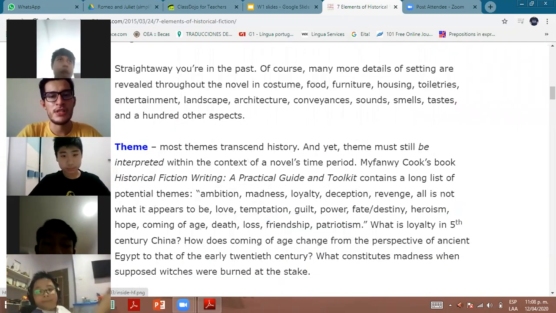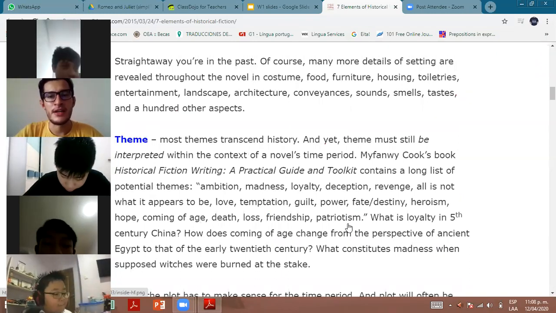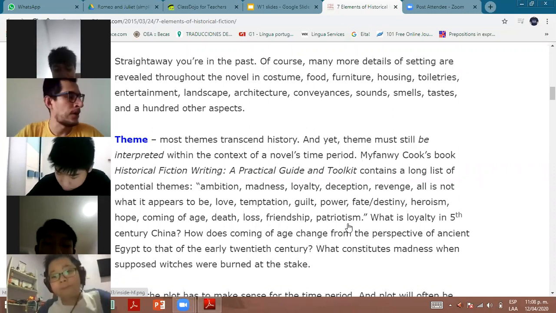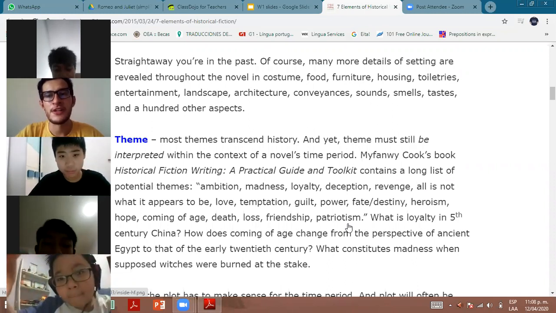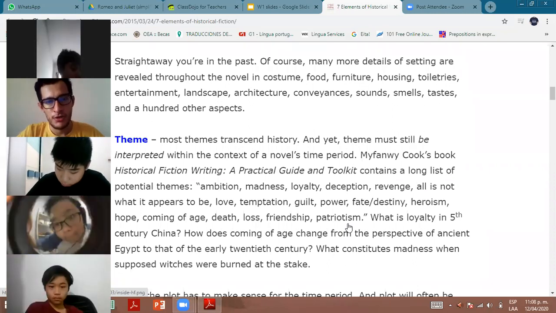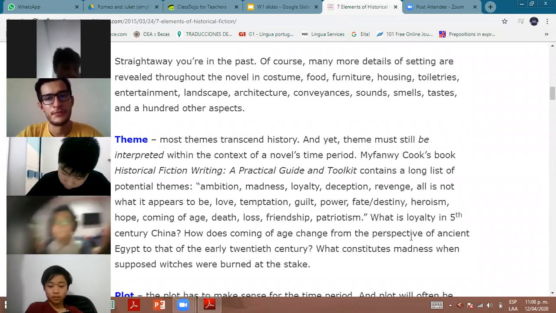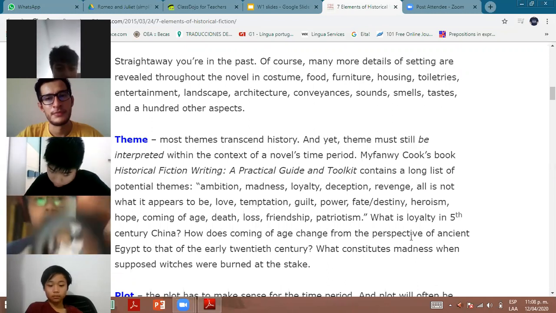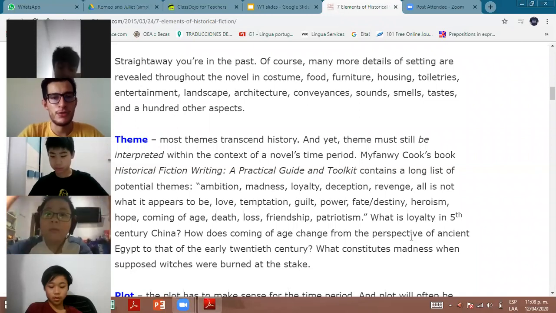Now let's continue with the theme. The theme tells us the context. It contains where the story is, the different parameters, the different characteristics of a story. We already wrote about that theme. I'm going to continue because we already checked that.